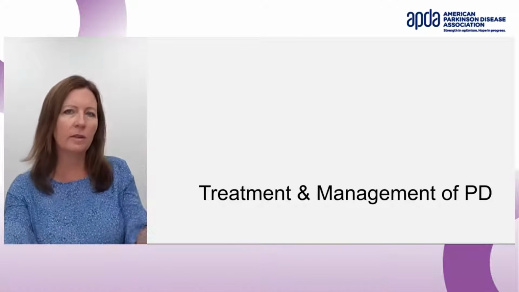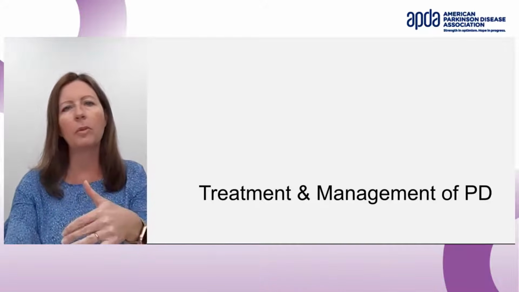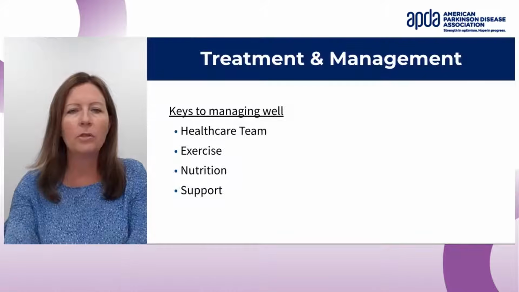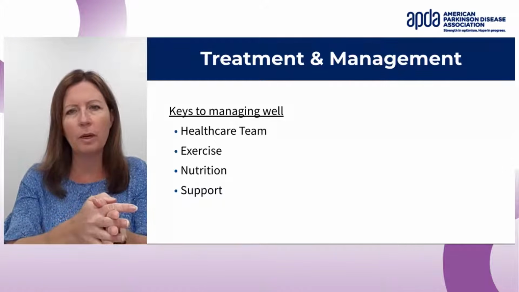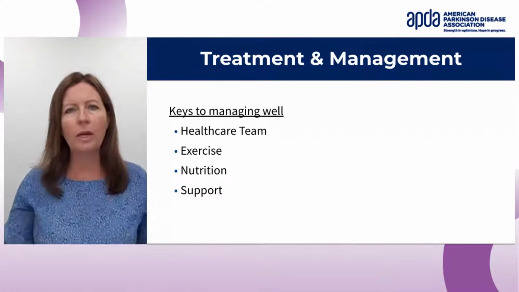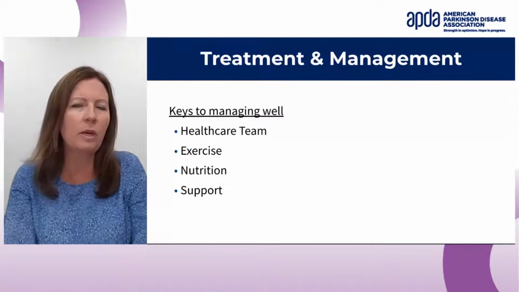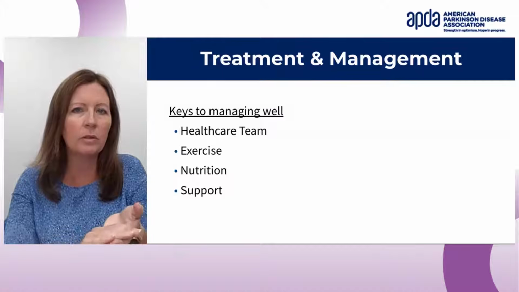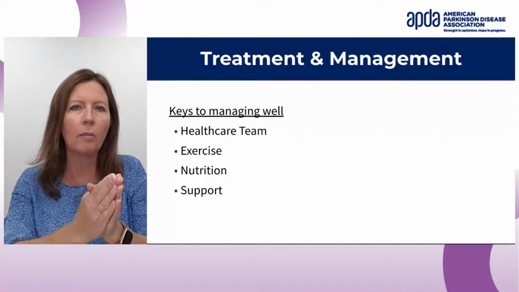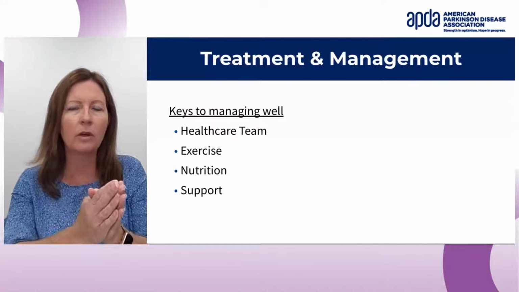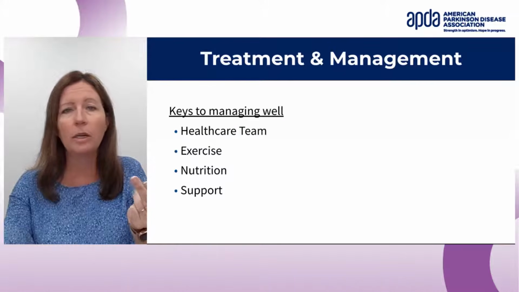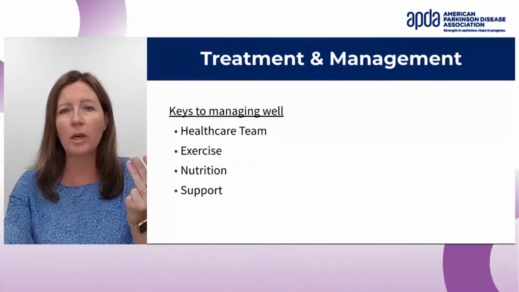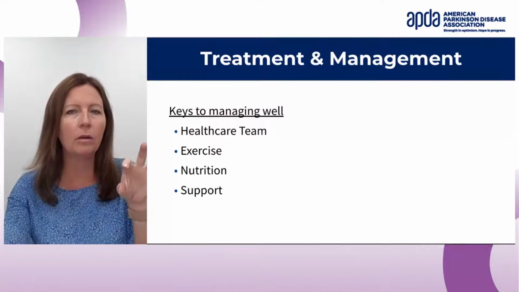So then, now that I've reviewed the basics of occupational therapy, let's really apply that to how it can help you. The things to remember with treatment, I want you to remember these four big areas of treatment. So this is what we see. People who manage well with Parkinson's are really doing a good job and have a good handle on these four areas, which are your healthcare team, exercise, nutrition, and support. So those are really the big, huge areas to think about when you're managing well.